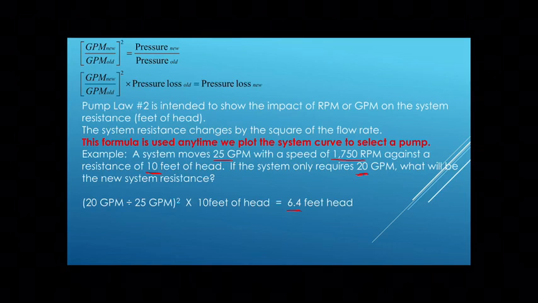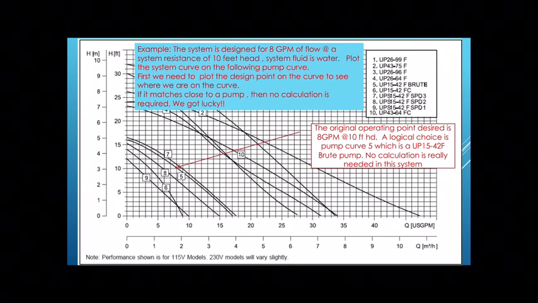So what's interesting about this is we saw about a 36% reduction in feet of head with only dropping down 5 gallons a minute. So that's a fairly substantial amount. So let's take a look at the next thing.